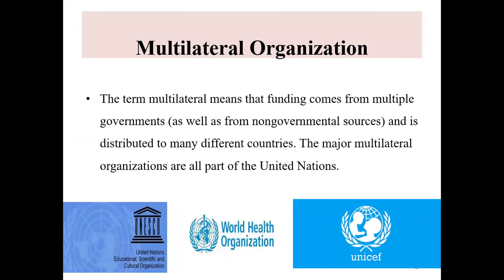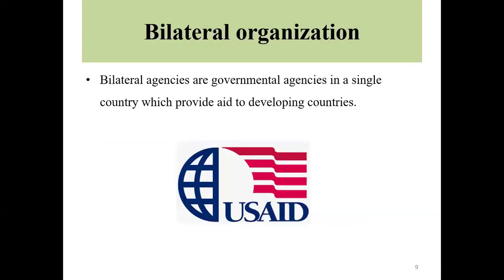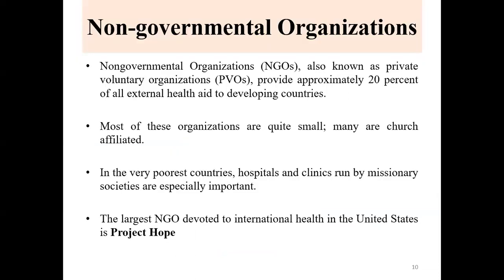Multilateral organization. The term multilateral means that funding comes from multiple governments and is distributed to many countries. The major multilateral organizations are all part of the United Nations. Bilateral agencies are the government agencies in a single country which provide aid to the developing countries. Non-government organizations or NGOs, also known as private voluntary organizations, provide 20% of all external health aid to developing countries.